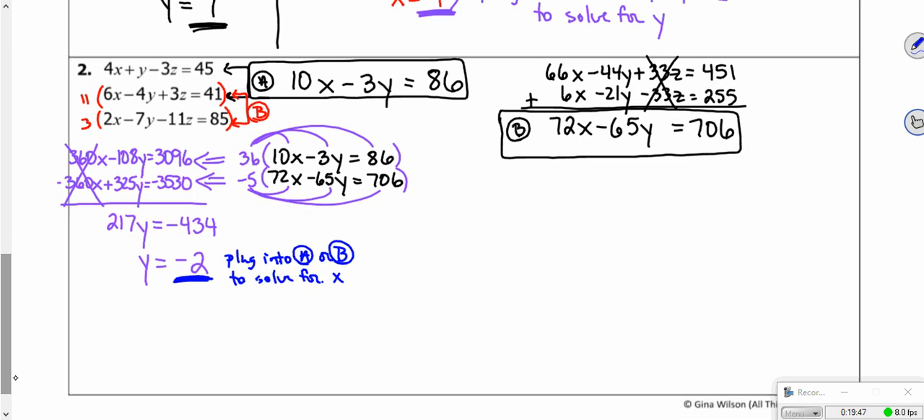So we've got 10x minus 3 times negative 2 equals 86. So 10x plus 6 equals 86. 10x equals 80, so of course x equals 8. Now, I've got the y, I've got the x. Now I need to plug x and y.